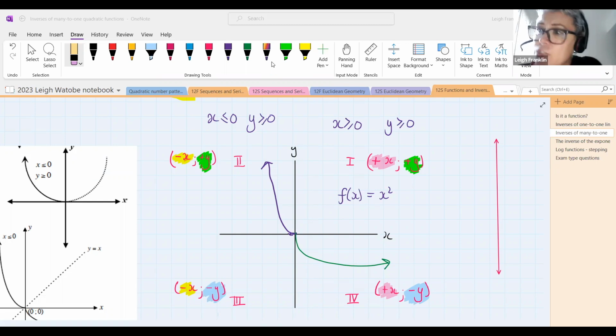So whether the domain should be restricted to where x is positive or to where x is negative? Yes, absolutely. Okay, thank you, ma'am. Cool, thanks for your question.